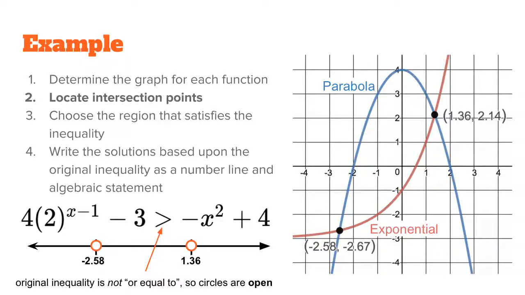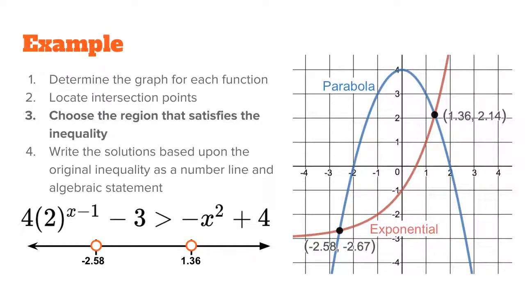So once we have those, we can continue with the rest of it, where we need to choose the region that satisfies the inequality. We're looking for where the exponential is greater than the parabola. So within these two boundary points, this is where the parabola was above, so that's not it. So it's going to be on these outside regions. And so we can see again that the exponential is above the parabola outside of those two intersection points.